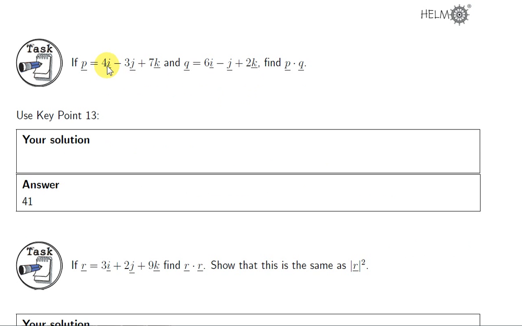Here's another example. To get p dot q, we have 4 times 6, which is 24, minus 3 by minus 1, which is plus 3. 24 plus 3 is 27. Then we have 7 by 2 is 14. 27 plus 14 is 41.